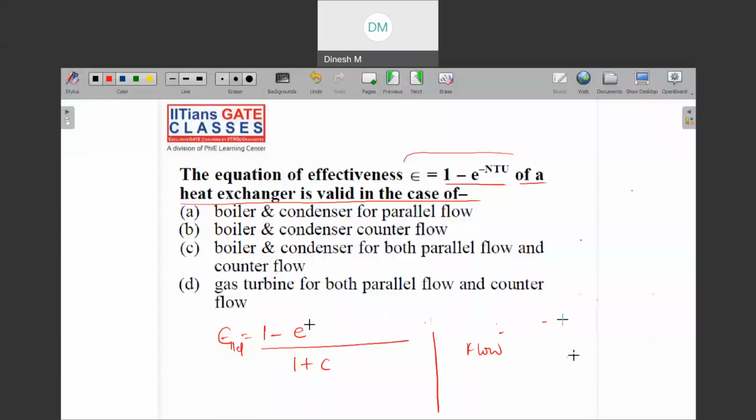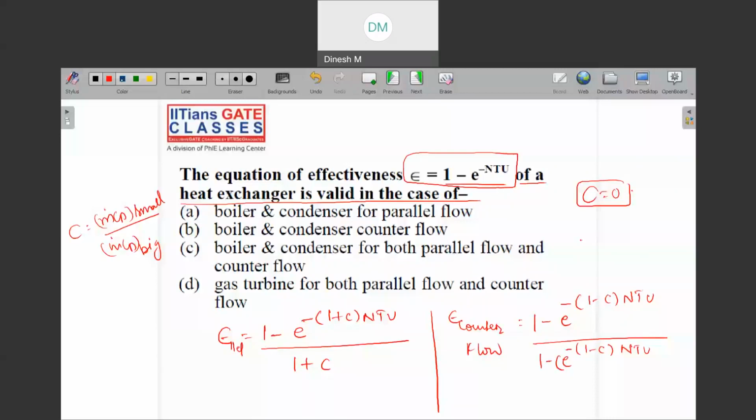So when c is equal to 0, and c itself was the ratio of m dot cp small upon m dot cp big. And again, what we appreciate here is that if m dot cp is very big, then this c value can turn into 0. This big was coming for which condition? For boiler and condenser, and for both parallel and counter flow.